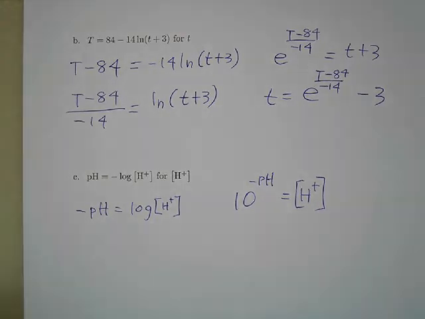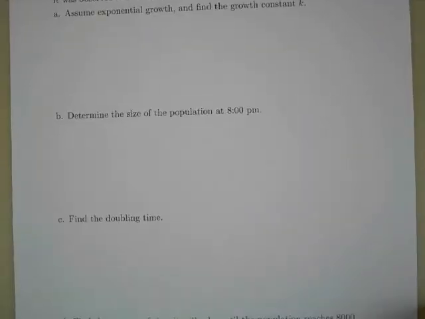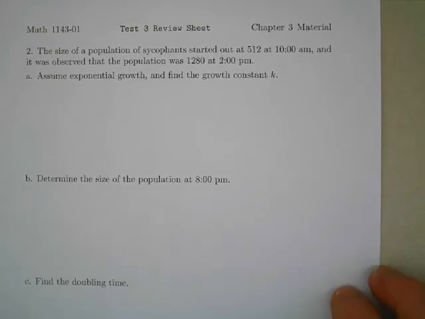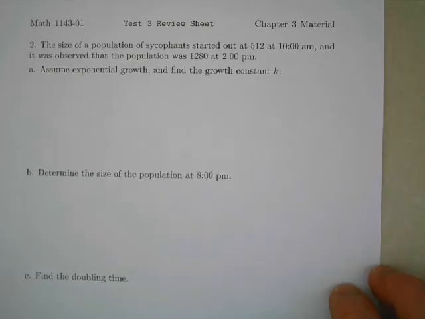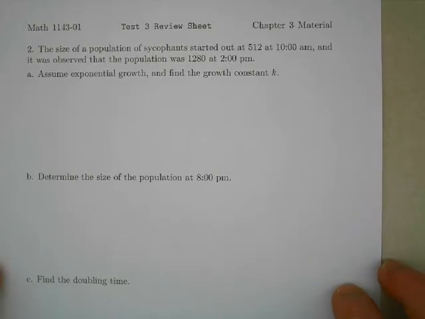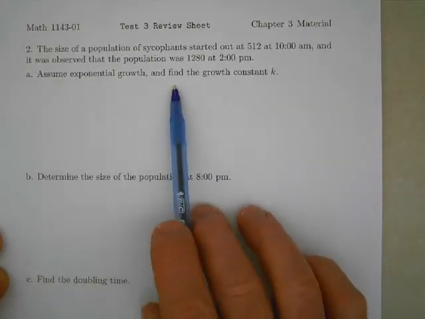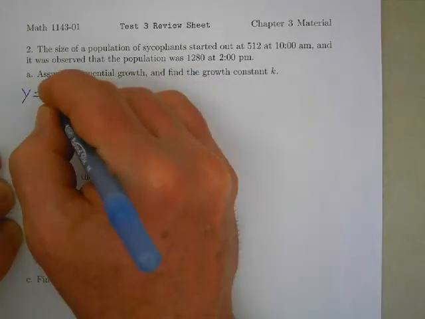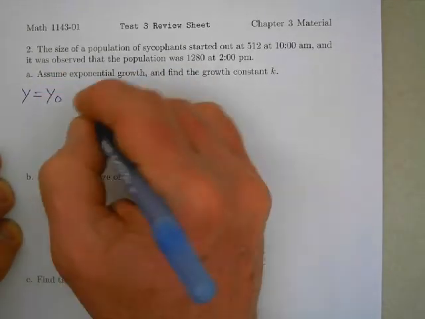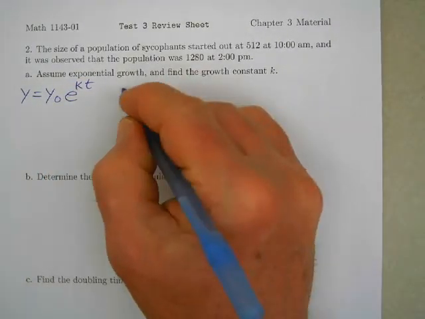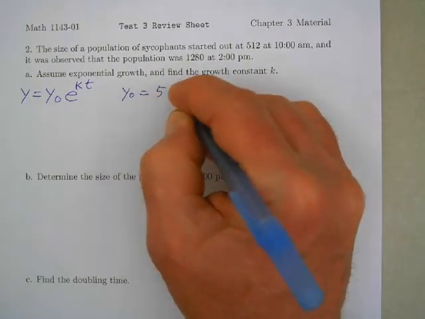The next problem is a word problem. On this one, we have the size of a population of sycophants started out at 512 at 10 a.m. and it was observed that the population was 1280 at 2 p.m. So if we assume exponential growth, we can find the growth constant. The continuous exponential growth model is y equals y sub 0 times e to the kt, where y sub 0 is the initial population, and that's given to be 512.